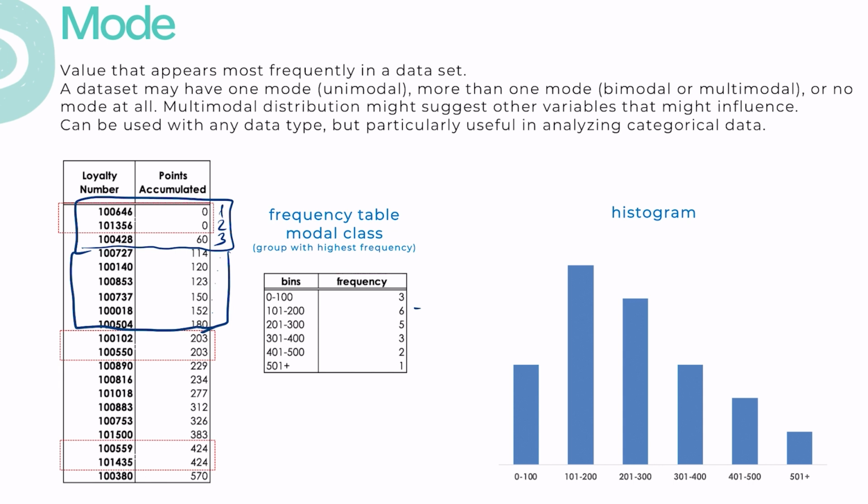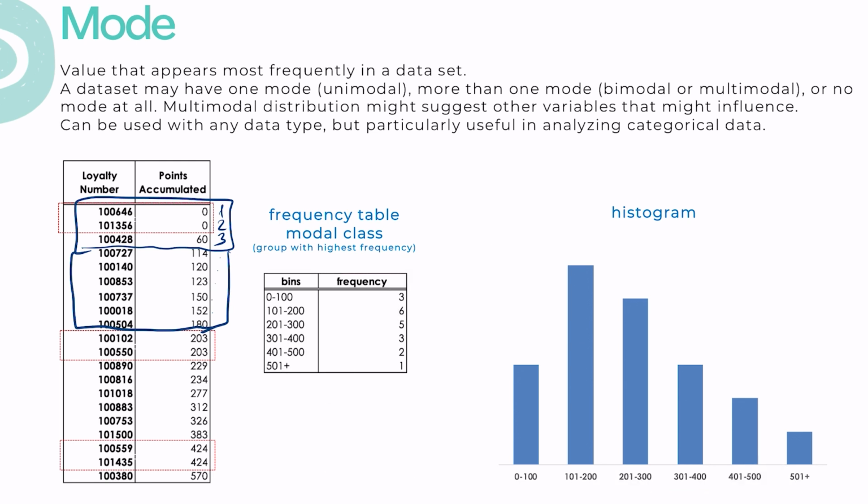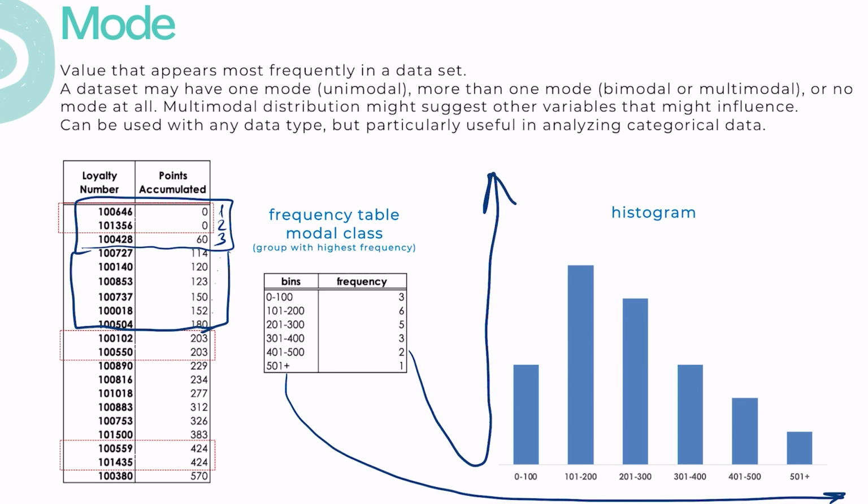So I created my frequency table, and now instead of mode, I'm going to look for a modal class. This is the group with the highest frequency. After I created this frequency table, I can turn it into a histogram. On the x-axis, I will have the values of the bins. These are the bins that I put here. This is your x-axis, and this frequency is your y-axis.